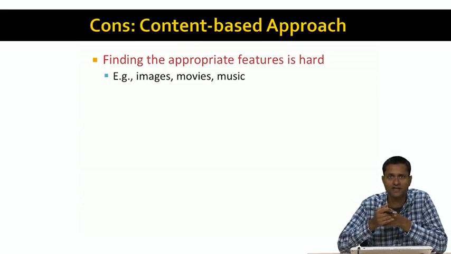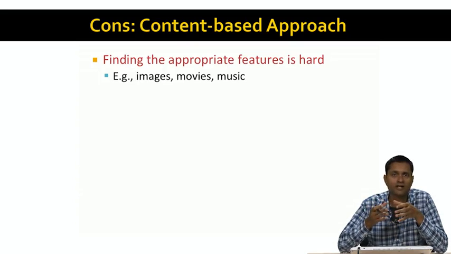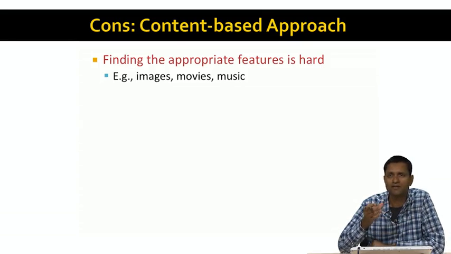It's a similar case with music. It's very hard to box music into specific genres and musicians and so on. And with images, of course, the features are very, very hard to find. So in general, finding appropriate features to make content-based approaches work turns out to be a very, very hard problem. And this is the main reason why the content-based approach is not more popular.